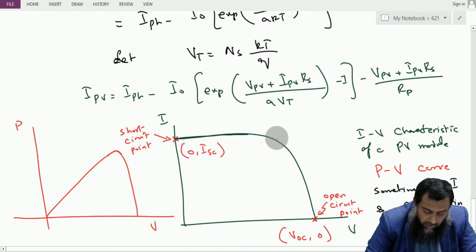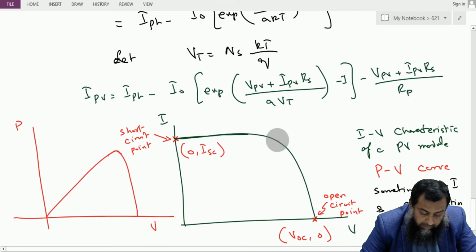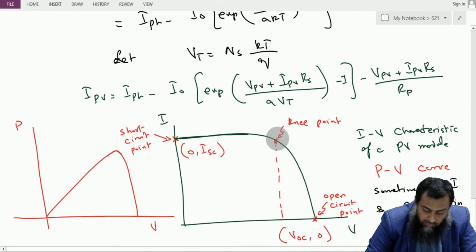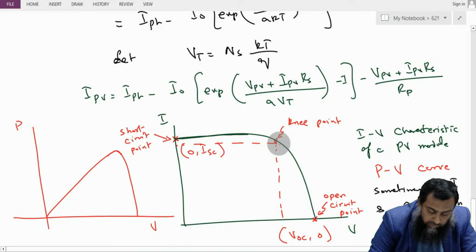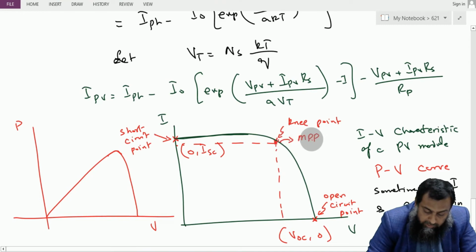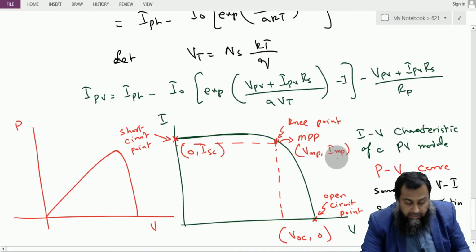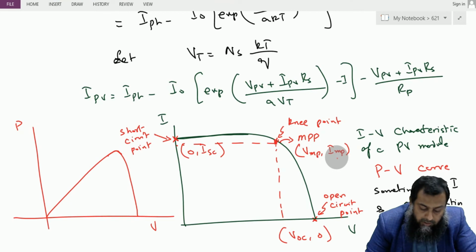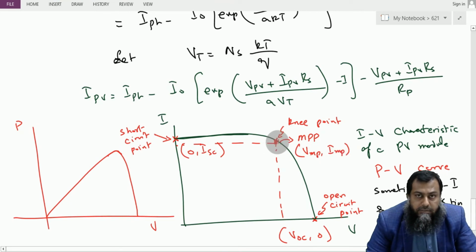And then if we move along this IV characteristic curve, we come to know that at this knee point we have the maximum area under the curve, and therefore if we multiply the voltage at this knee point with the current at this knee point, the maximum power is achieved. Therefore this knee point is also termed as the maximum power point, or the MPP. So the voltage here is VMP and the current here is IMP. So the first thing that comes to mind is that if we want to harness maximum output electricity from a given photovoltaic panel, then the panel has to be operated at this knee point, which is known as the maximum power point.